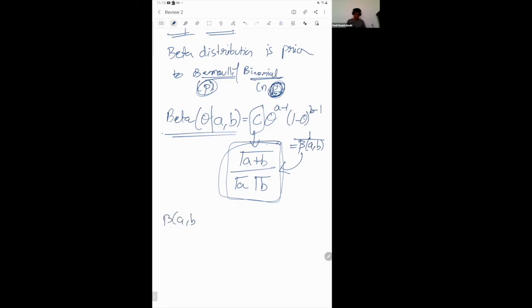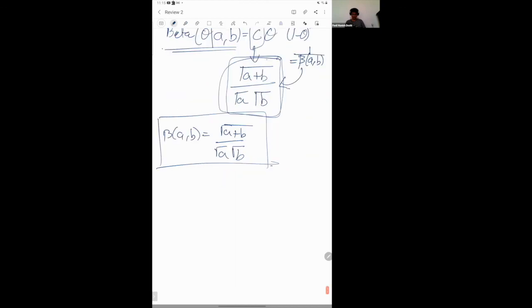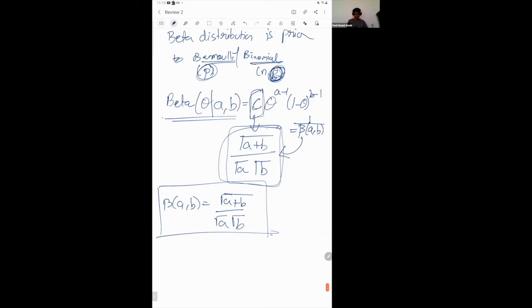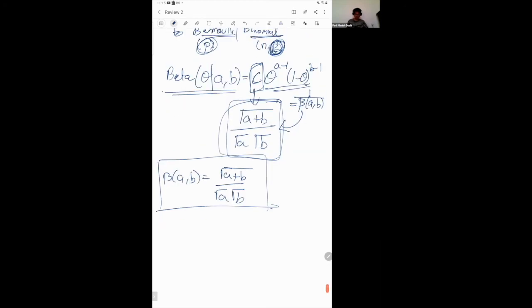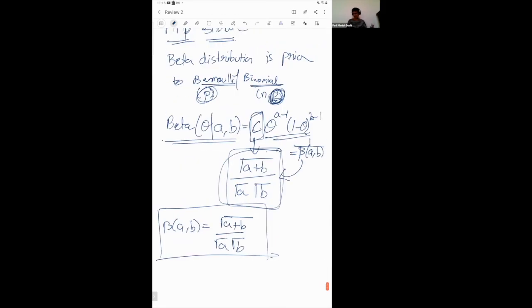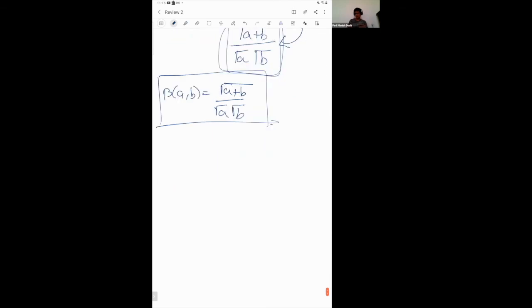This is a formula that you all should be aware of, and you should also read about the proof of this. It's quite interesting. But yeah, this is the constant. We are not worried about this constant because it's just a constant. And this is the prior on theta, and the likelihood is given by your Bernoulli distribution, which is just nCk theta to the k, 1 minus theta to the n minus k.